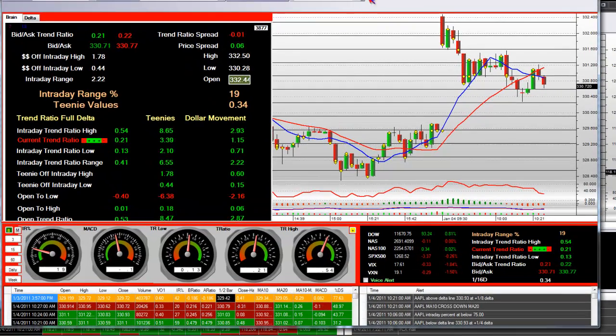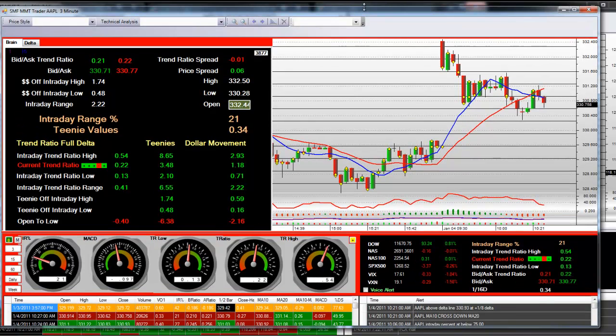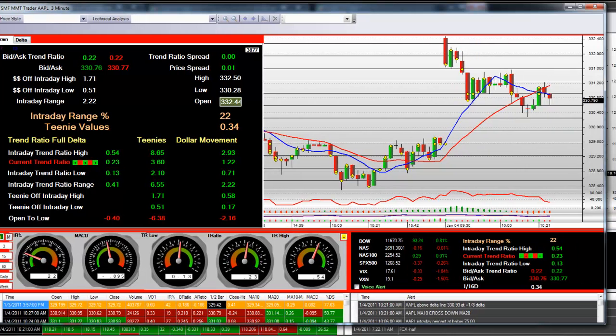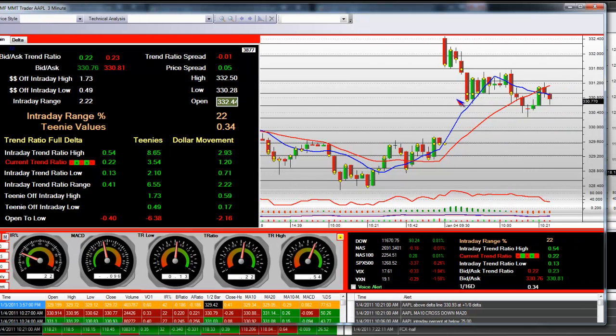Apple Computer up with the MMTs. We've had some senior MMTs shorting this, and we've had new MMTs identifying that ratio gap of positive 0.54 equaled 8.65 teenies equaled $2.93, all the way back down here to 0.13 ratio. So if you sell short here, and as long as you don't close above that number, and it goes down in value, then the name goes down once again.